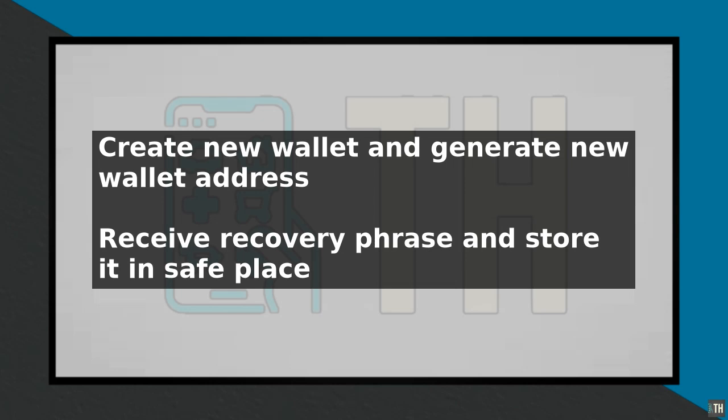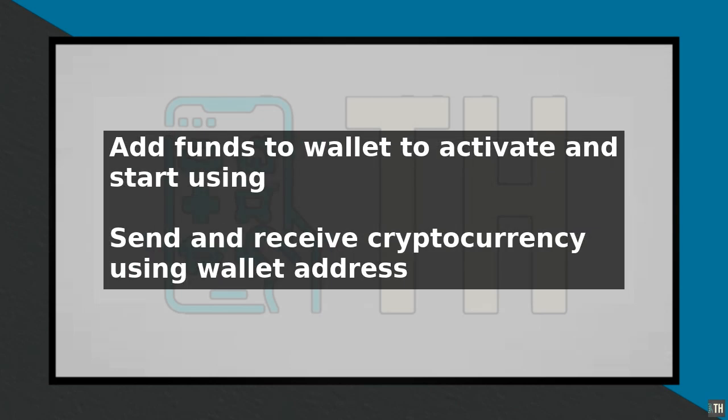After setting up your wallet, you will be taken to the main dashboard where you can view your wallet balance and transaction history. To activate your wallet and start using it to send and receive cryptocurrency, you will need to add funds to it. You can do this by tapping the Receive button and sharing your wallet address with the person sending you cryptocurrency.